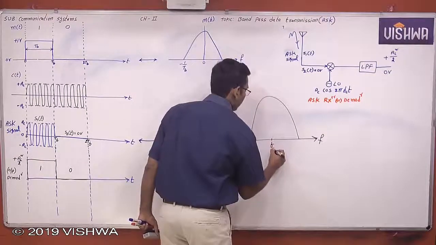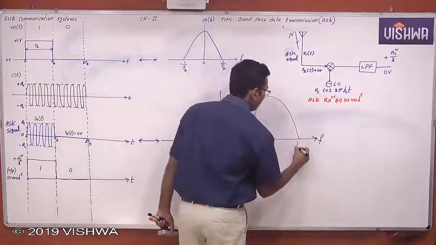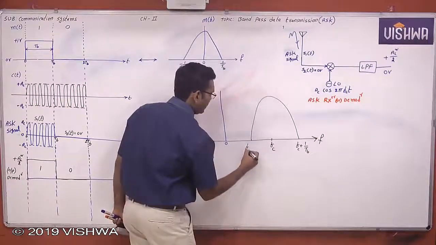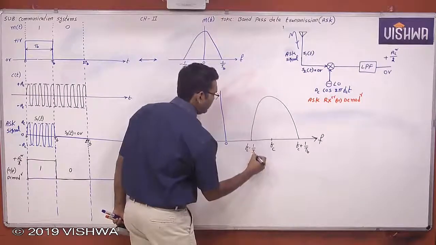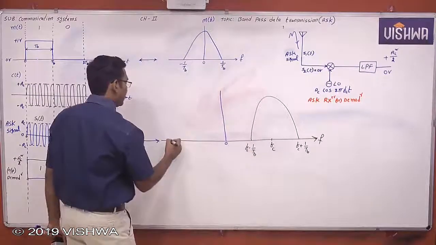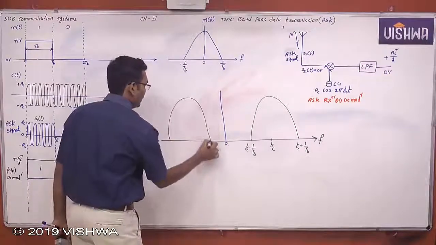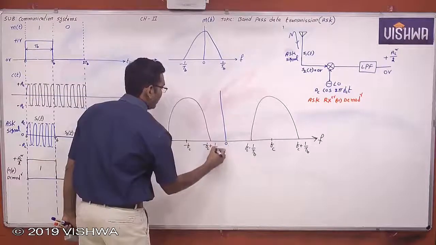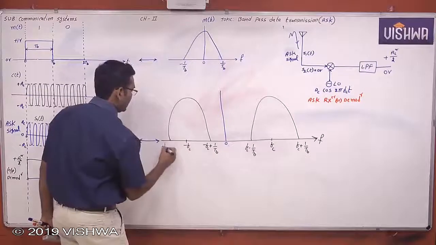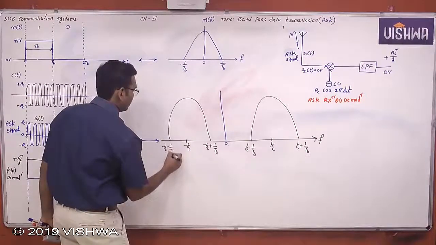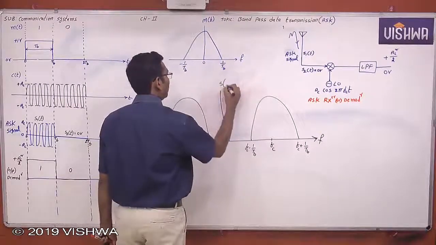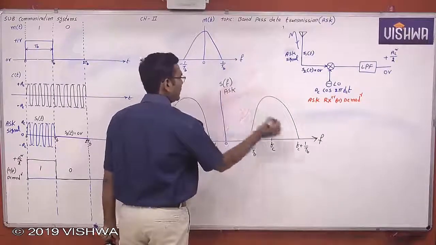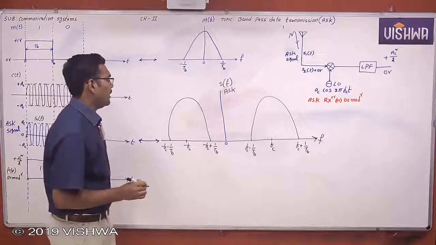This is Fc. Now the spectrum is shifted to the right side: this is Fc plus 1 by Tb, and this is Fc minus 1 by Tb. And this is shifted to the right side and left side by an amount of Fc. Now this is shifted to minus Fc plus 1 by Tb, and minus Fc minus 1 by Tb. This is the spectrum of ASK signal, amplitude shift keying signal, in the frequency domain, the spectrum of ASK.